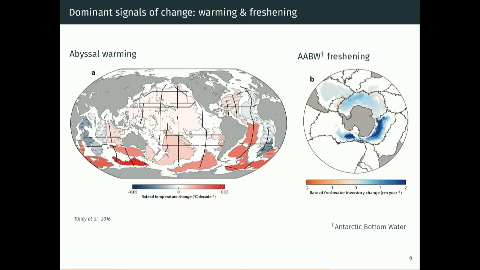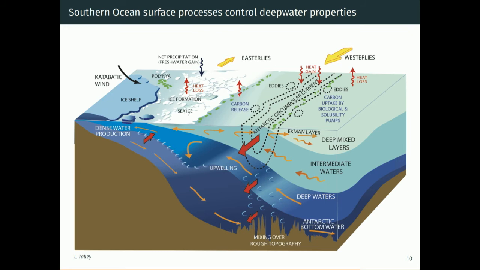As I said earlier in the talk, the Southern Ocean is a place that mediates the exchange of deep water properties with the atmosphere. That exchange is mediated by the meridional overturning circulation. So surface processes in the Southern Ocean basically control the content of the deep ocean with respect to heat and carbon. But this system is changing as a result of CO2 and ozone forcing.